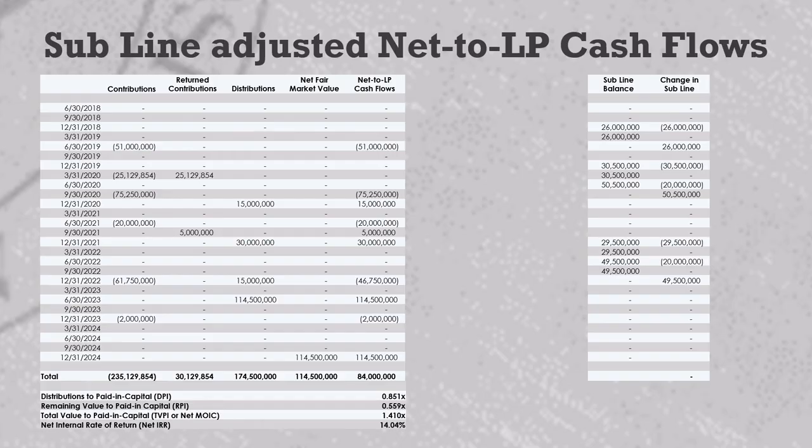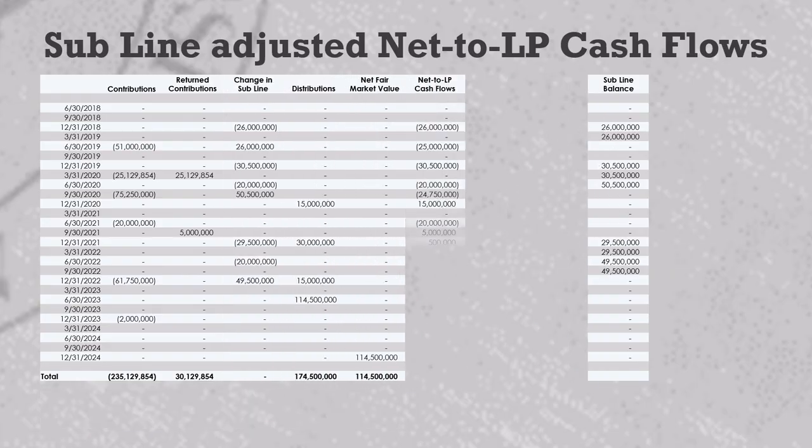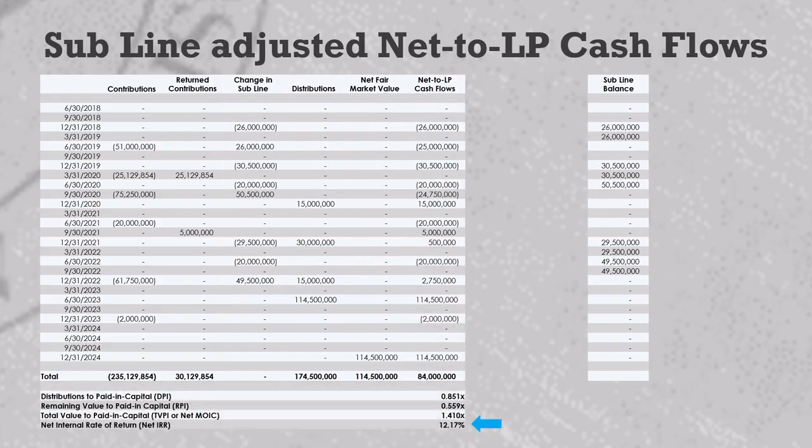We can treat these changes just like contributions, and when we move this column over to the left, we get a new set of subline adjusted net to LP cash flows, which provide identical net multiples but a slightly lower net IRR of 12.17%.